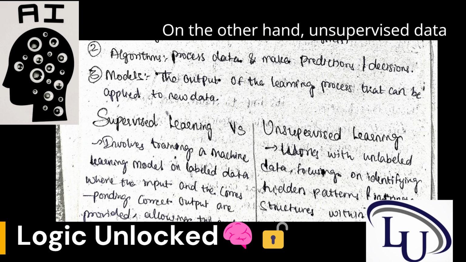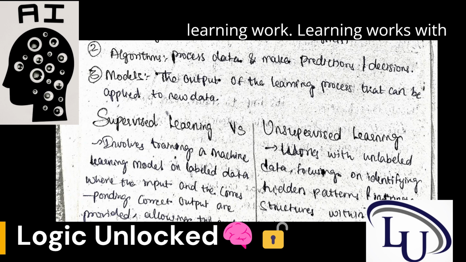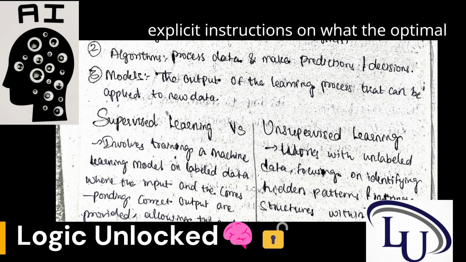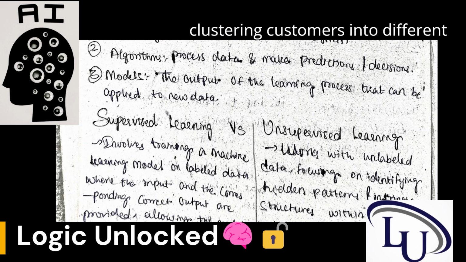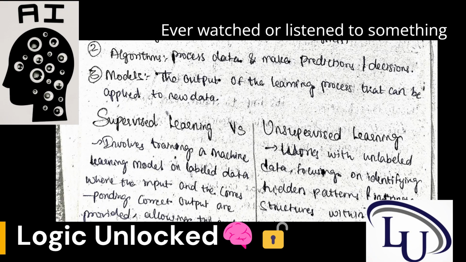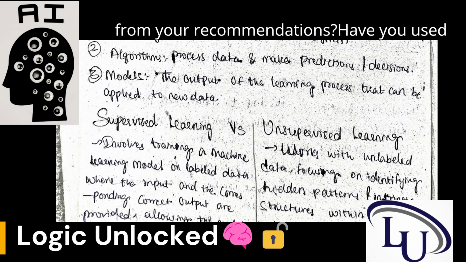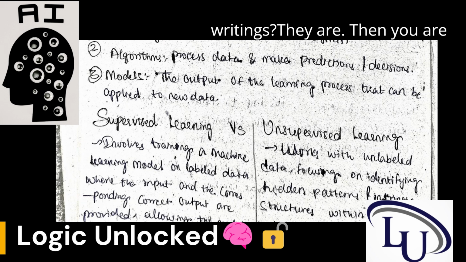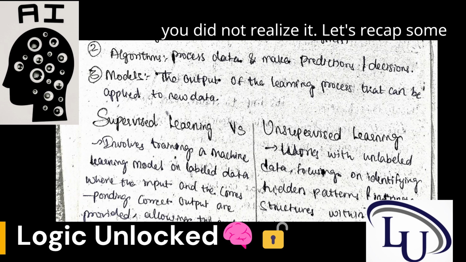On the other hand, unsupervised learning works with unlabeled data. It focuses on identifying hidden patterns or structures without explicit instructions on what the optimal output should be. For instance, clustering customers into different segments based on purchasing behavior. Ever watched or listened to something from your recommendations? Have you used an online grammar checker to check your writing? Then you are familiar with machine learning, even if you did not realize it.